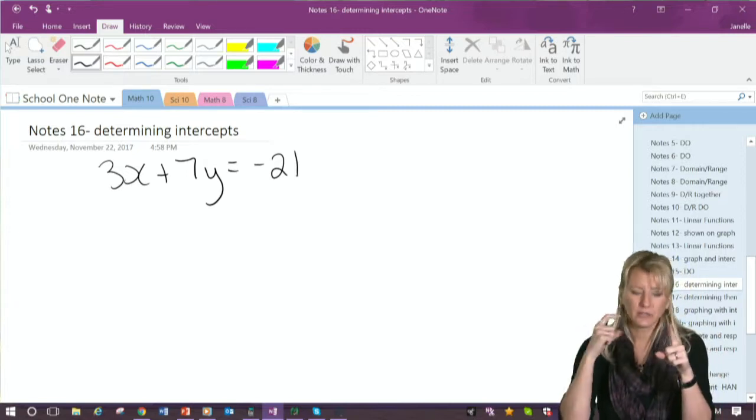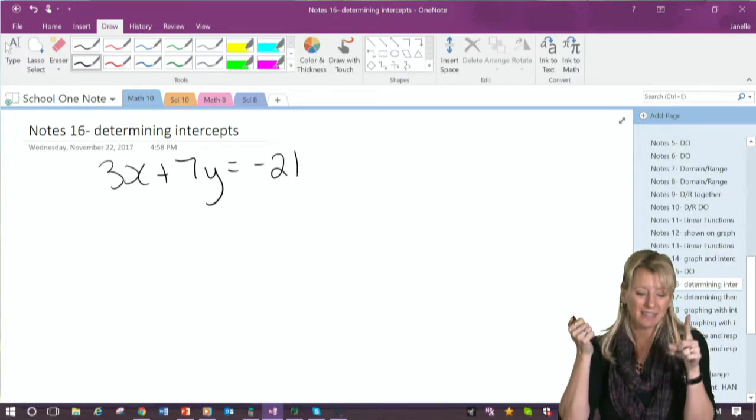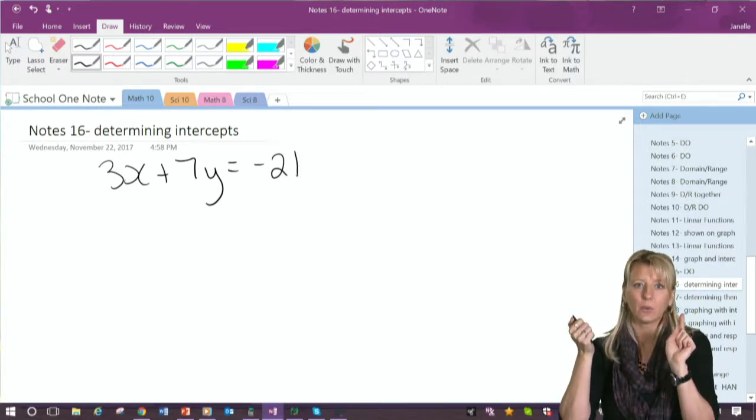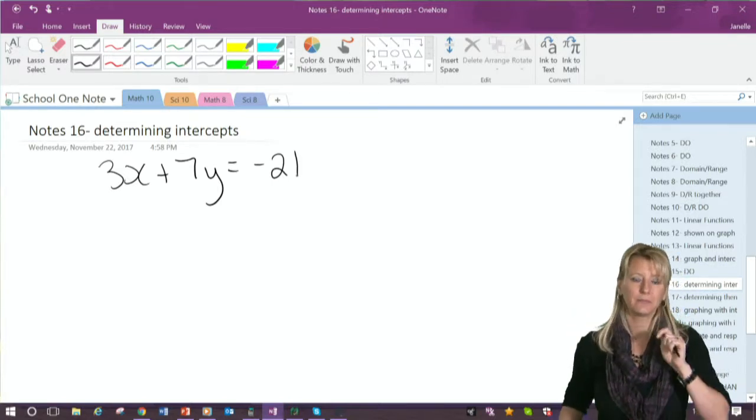Okay, what I want you guys to do, I'm going to give you 1 minute. You got 1 minute, and I want you to find the x-intercept, and I want you to find the y-intercept. Okay, ready, set, go.